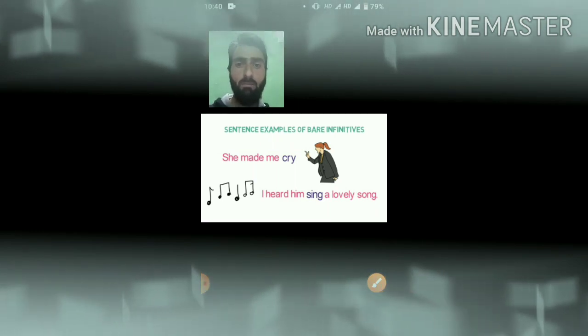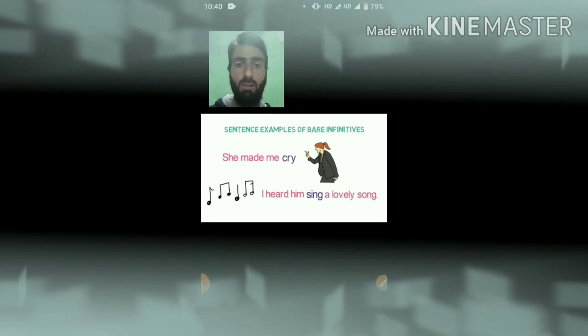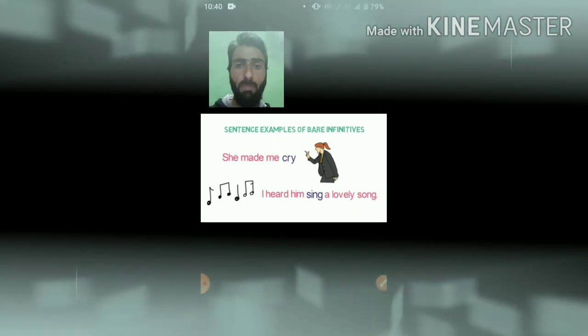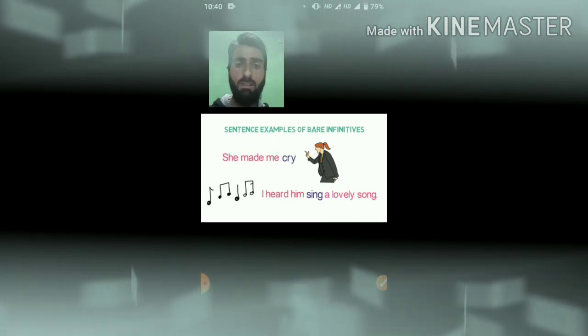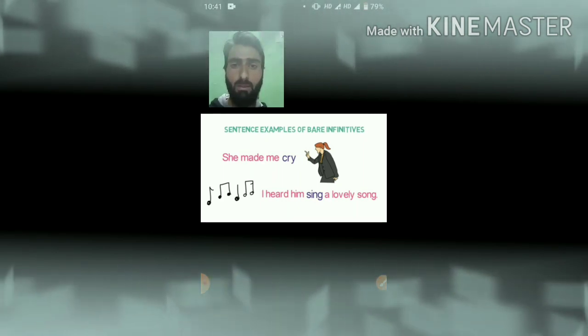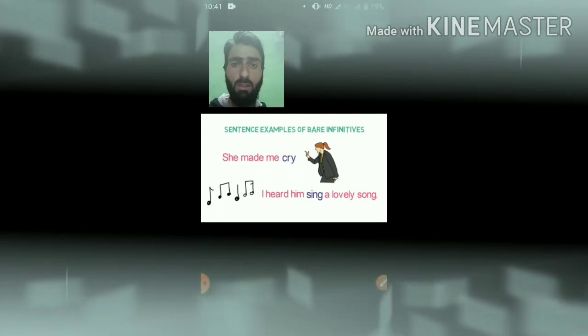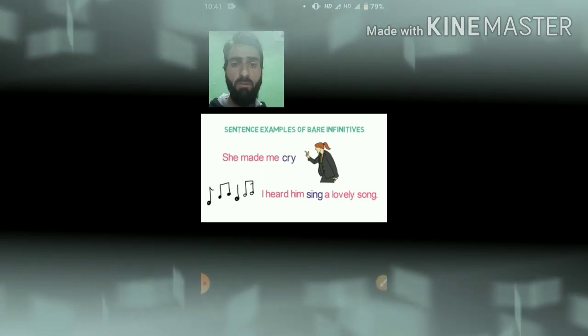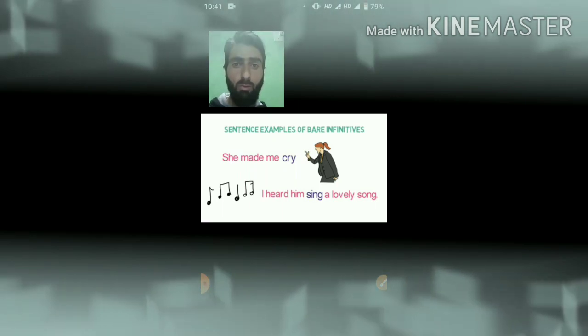But there can be some infinitives which are used without to, and we call them bare infinitives, such as she made me cry. Here the verb cry is used without the infinitive to, so we call it a bare infinitive. Similarly, in the second sentence, I heard him sing a lovely song. Here the verb sing is used without to, and we call it a bare infinitive.